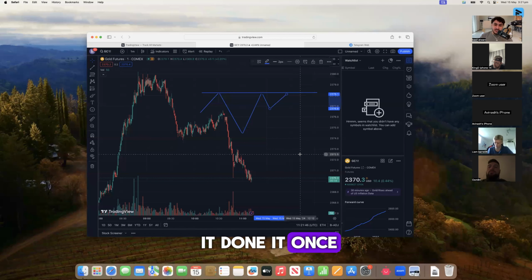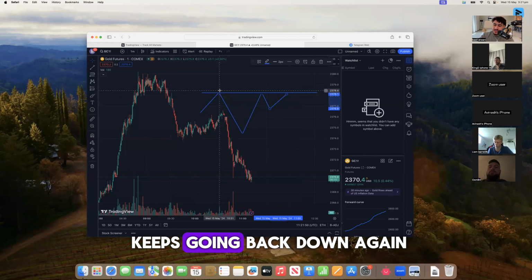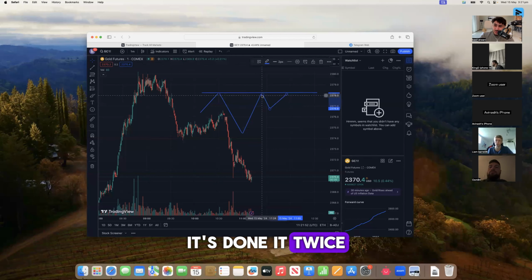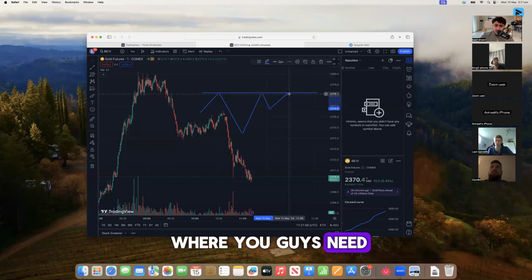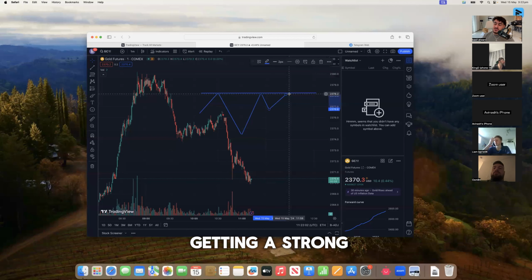And not only has it done it once, as you guys can see, this is the first time it's tried to break free, but it can't. It keeps going back down again. It's done it twice. It's done it 3 times. Now this is where you guys need to be making sure that you're getting strong support and resistance and not weak support and resistance.